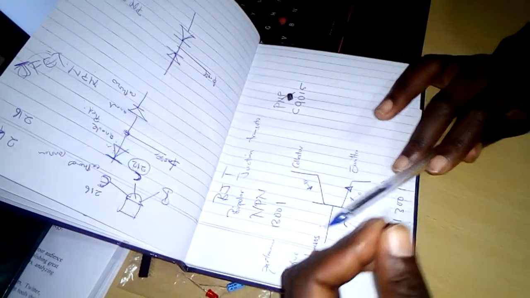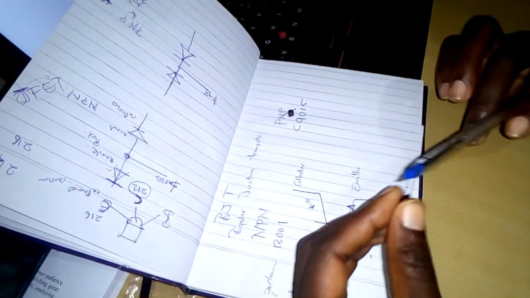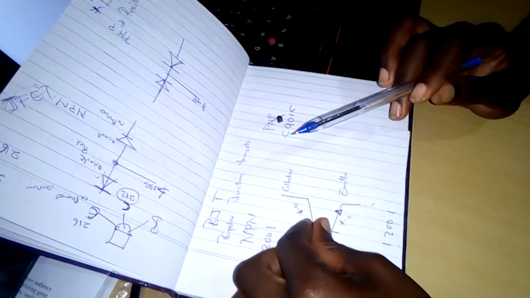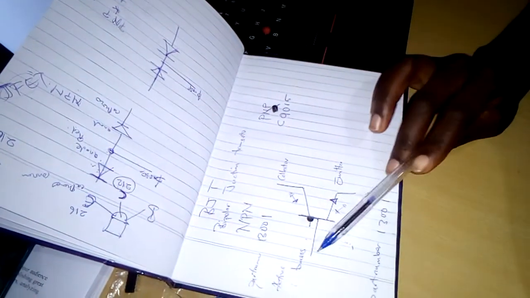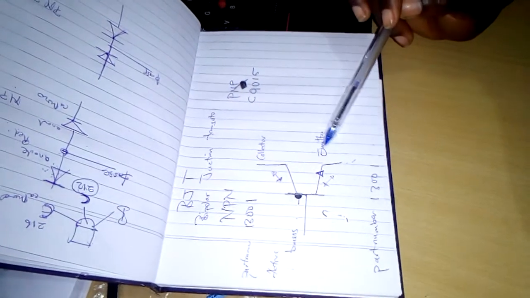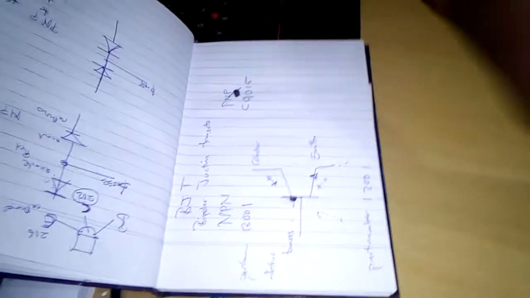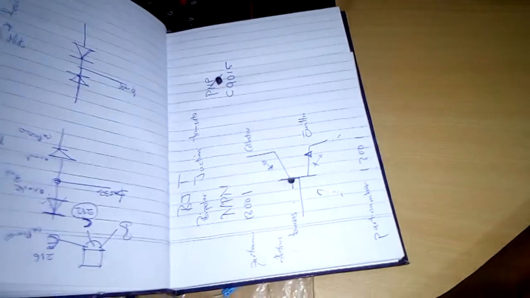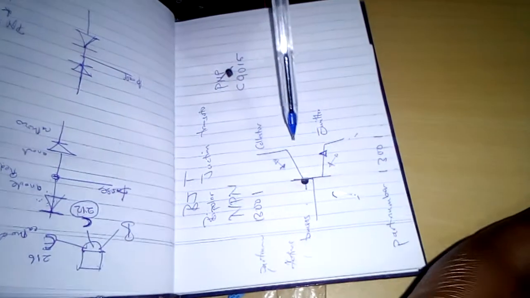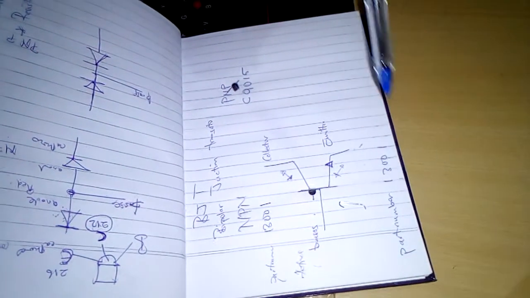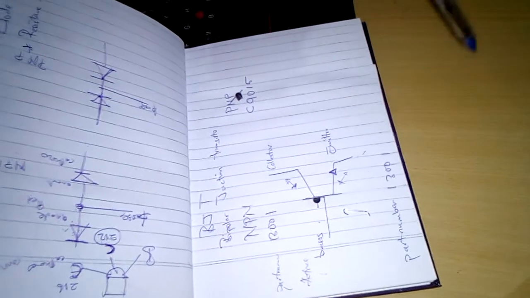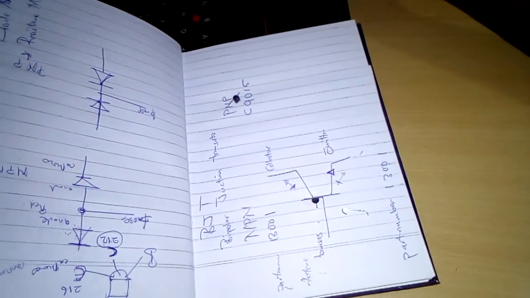So today I'm specifically talking about the NPN transistor, and it has the active base. In the image, it has the active base, the collector, and then the emitter. So during the testing part, we are mainly targeting identifying the active base, the collector, and then the emitter.